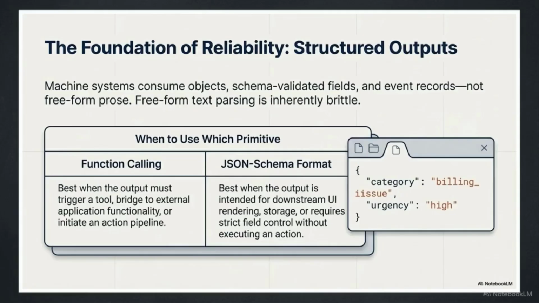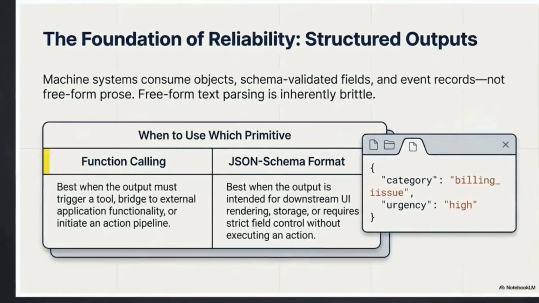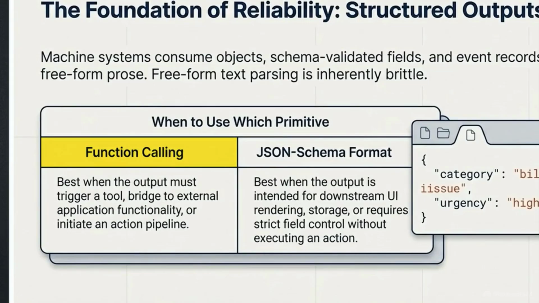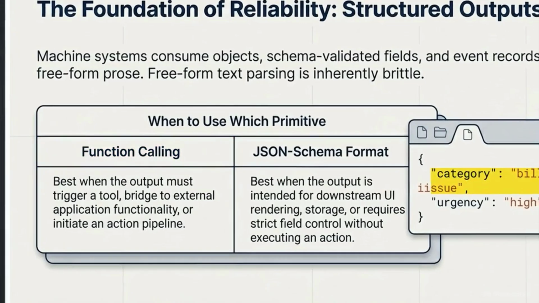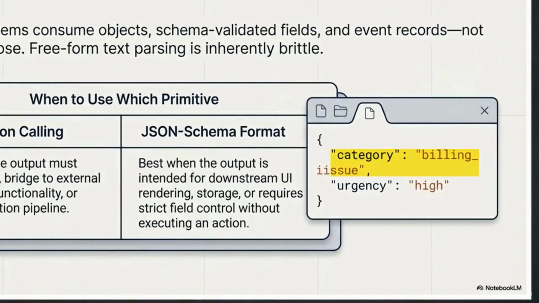Reliable machine pipelines cannot process free-form prose. They require strict, schema-validated objects. You achieve this through two structural primitives. Function calling triggers external actions, while JSON schema outputs clean, predictable data fields, like category and urgency for downstream formatting.